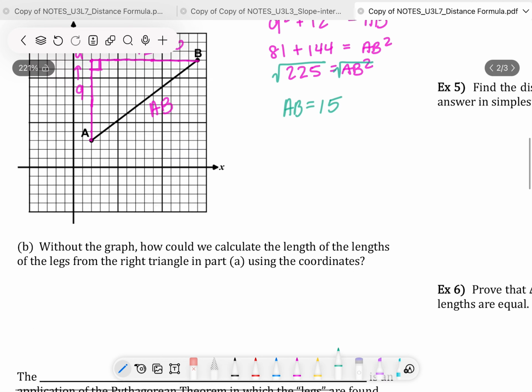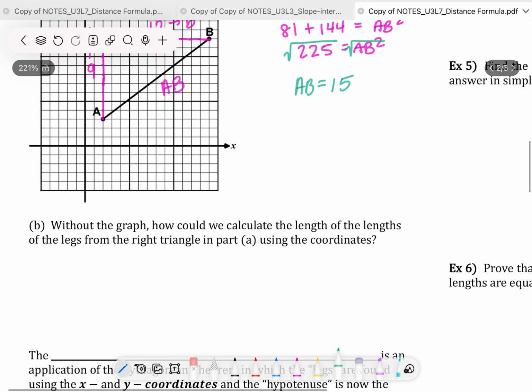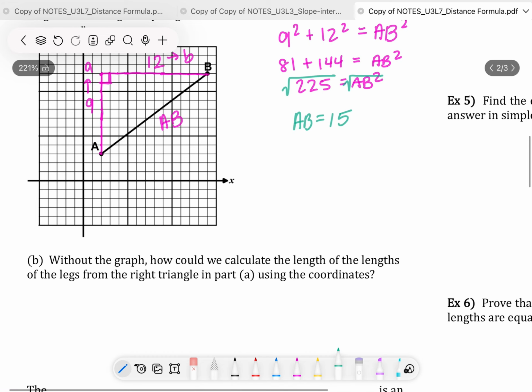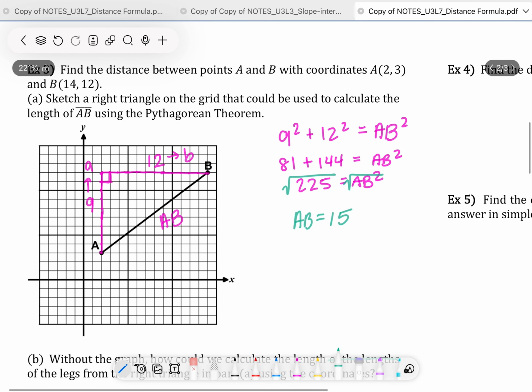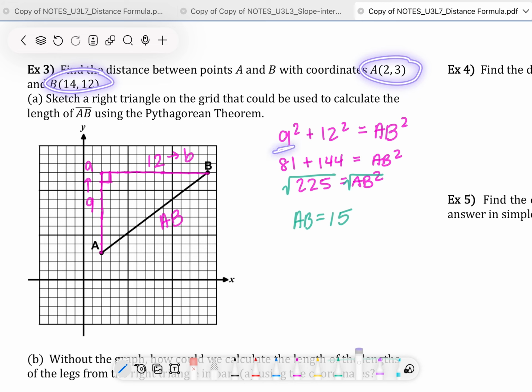Okay, so now the question it's asking here is, without the graph, how can we calculate the length of the legs from the right triangle in part A using the coordinates? So like if I didn't have a graph, let's just say I didn't, but I did know the coordinates, right? I knew the coordinate for A, I knew the coordinate for B. How could we calculate these lengths of 9 and 12?